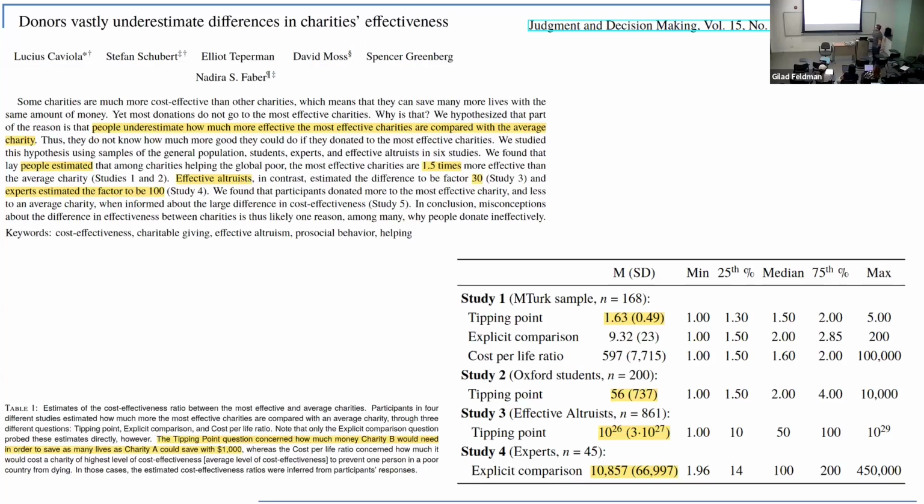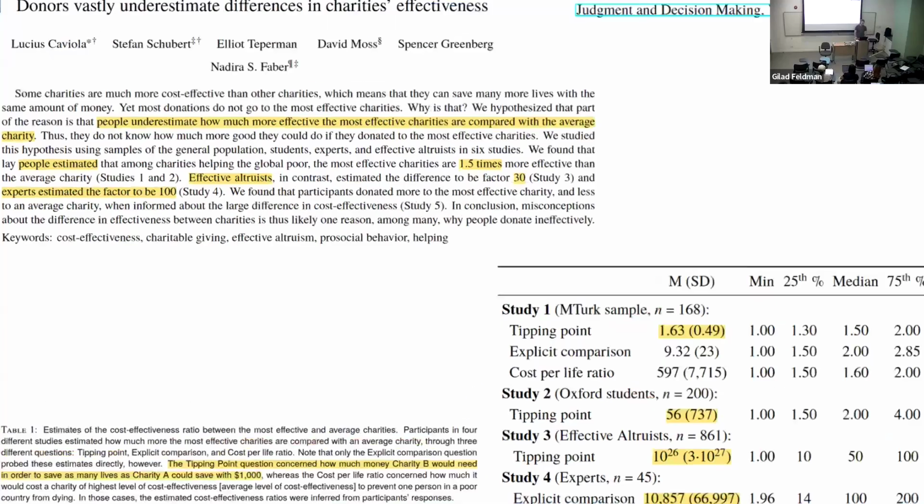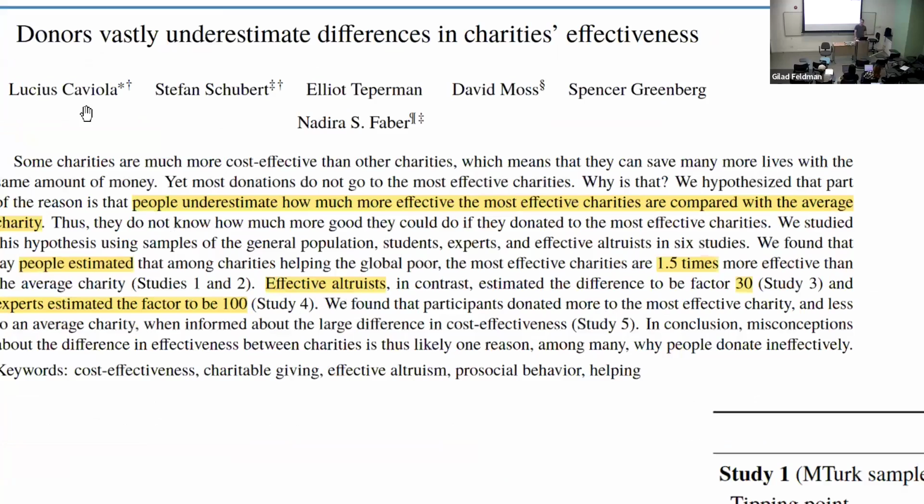This is one of the big academic papers that came out that allowed us to understand that there is an issue here and that people don't understand just how much good they're losing by not investing in the right charities. I'll just zoom in on this because it's a little bit small and there is a little bit of text in there. First I'll say Lucius is one of the prominent members of the effective altruism movement.